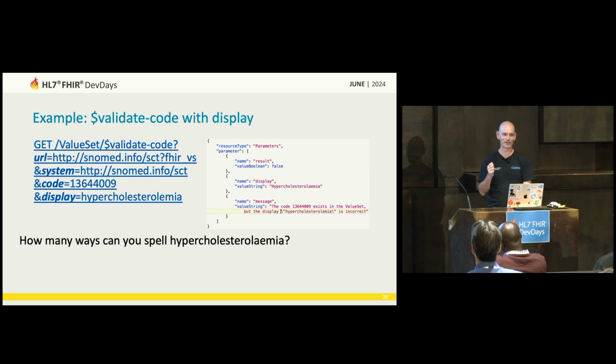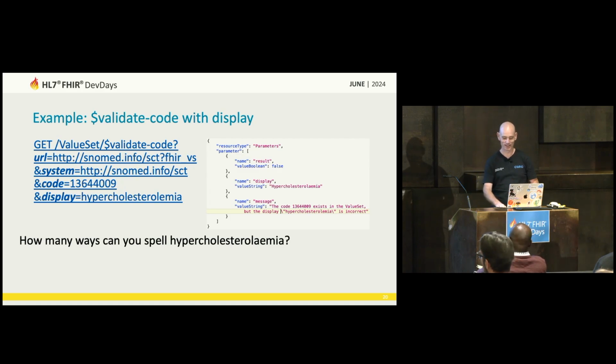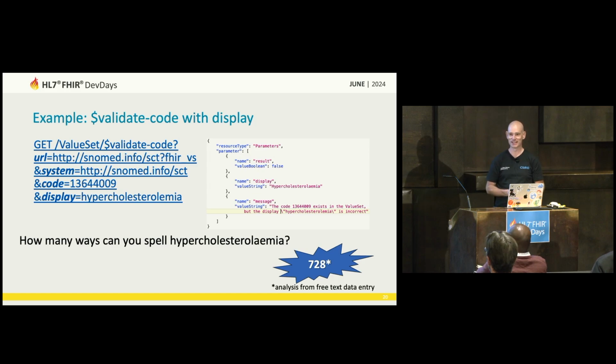A friend of mine, a colleague actually, went and did an analysis on some data she'd had. It was actually free text data though, and she didn't count the difference in spelling between American and British, but she counted up the number of different ways hypercholesterolemia was spelled. So, who wants to have a go? How many? What numbers are you going to throw at me? 10, 35, 22, 15. Anyone else want to have a guess? 18. Okay. The answer is 728.